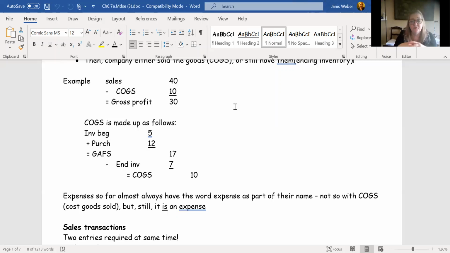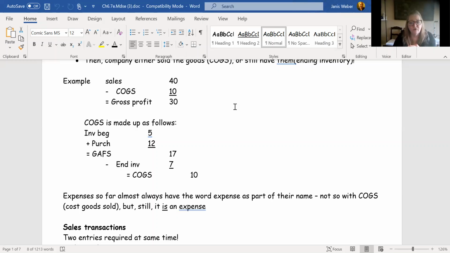At the same time, if we knew goods available was 17 and we knew we started out the year or the month with 5 in the inventory, then we would know we had purchased 12 more. So that's a lot of missing pieces that we're going to see over and over in these scenarios of trying to understand and learn about accounting, especially related to merchandise.